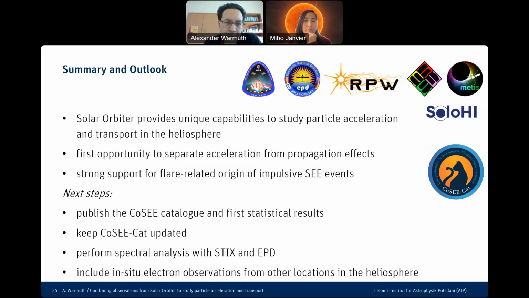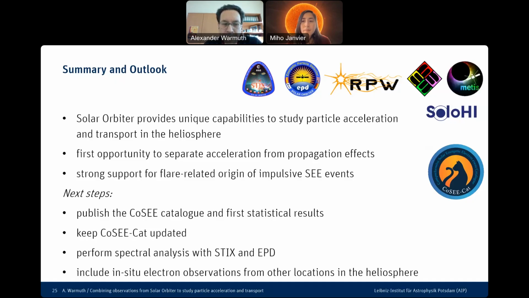Our next steps, as I already mentioned, are to publish the COSY catalog together with the first statistical results. Our intention is, of course, to keep COSY-CAT updated as the mission progresses. So we are always adding new events to it, and we are continuing with the analysis of new events. And there will be data releases in the future, which then cover a larger fraction of Solar Orbiter's mission.